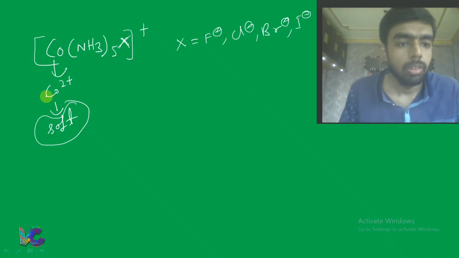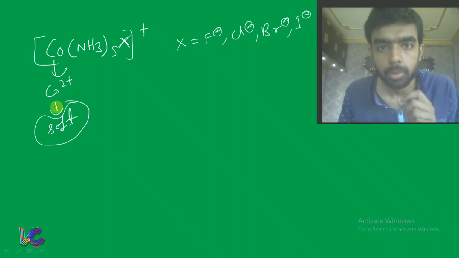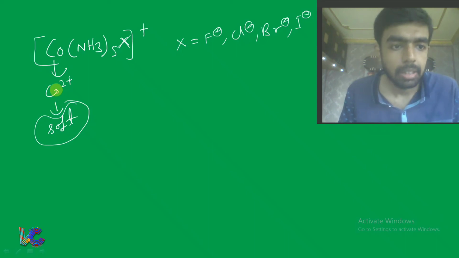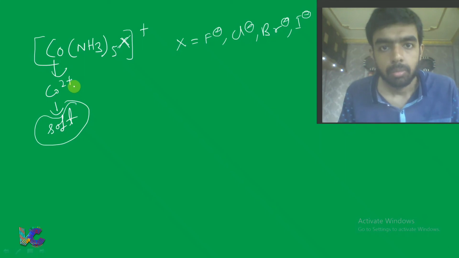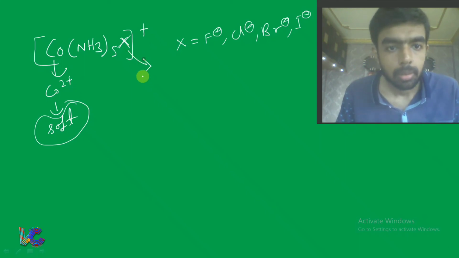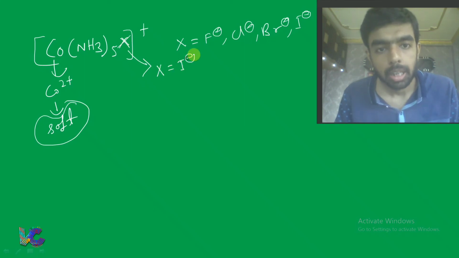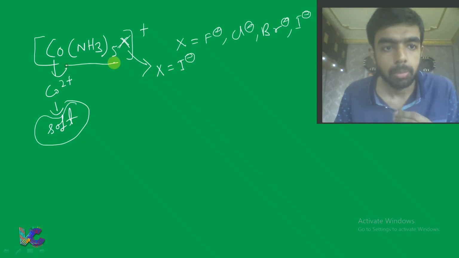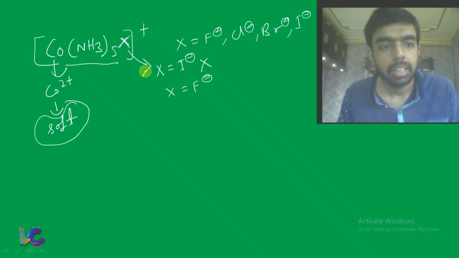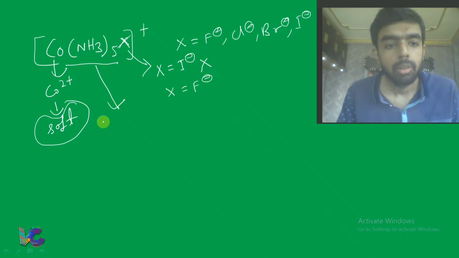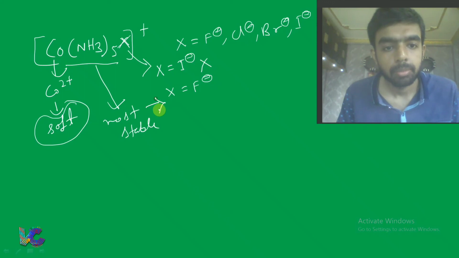Now you have Co2+, it is soft or borderline, it is soft in nature. Now as Co2+ is soft in nature, then at the first glance you can predict that when X is equal to I-, in that case this complex will be more stable, but this is not the case. When X is F-, in that case this complex is more stable. Now why is this so?